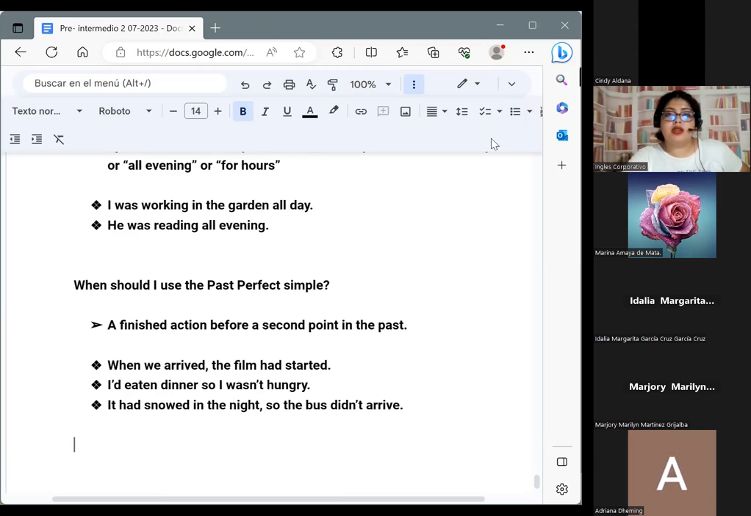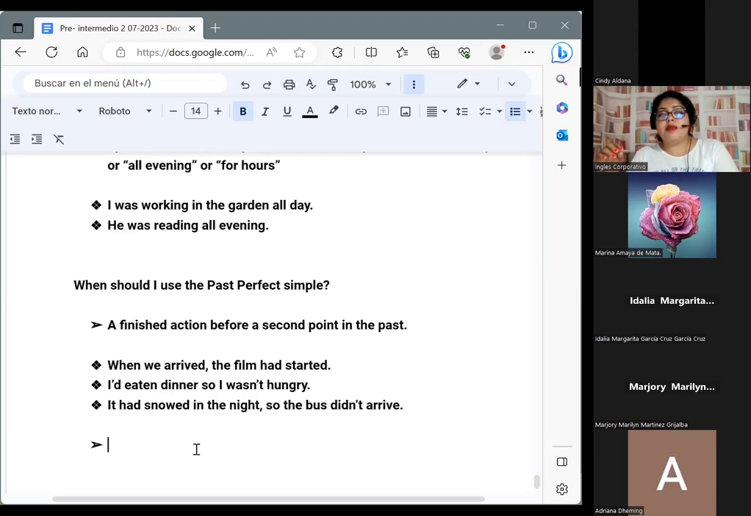Number two, that is the second one. Something that starts in the past and continues to another action or time in the past. The past perfect tells us how long, just like the present perfect, but this time the action continues up to a point in the past rather than the present. Usually we use for plus time and we can also use the past perfect continuous. So we must often use the past perfect simple with stative verbs.